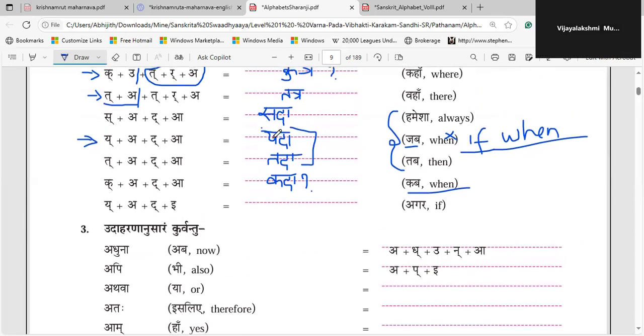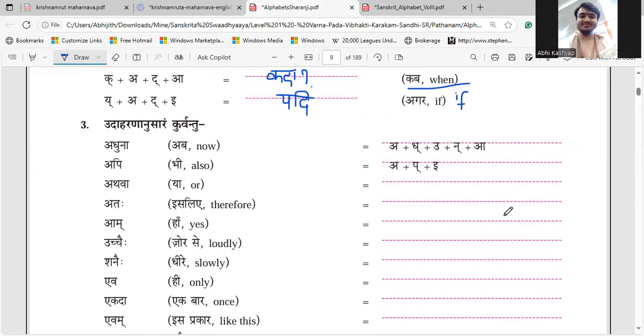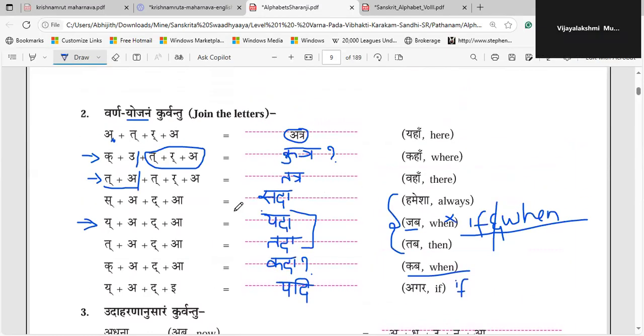Then, yadi. What is yadi? Now, this yadi is a word, separate, but it is a variation of yada. Yada, I said, is if, when. If and when. So, yadi is if only. Yadi bhavati. So, if it happens. So, these are some of the words that we have seen.